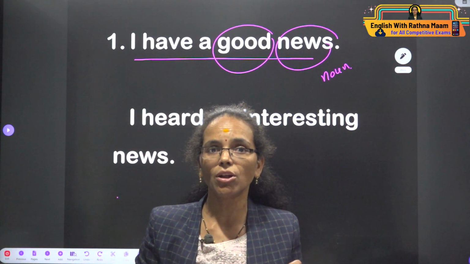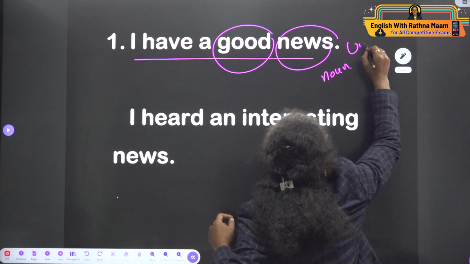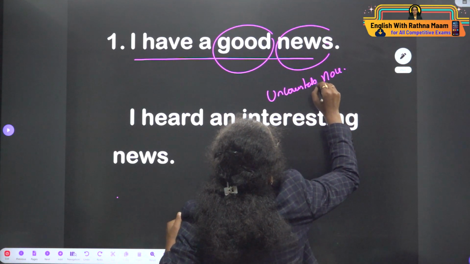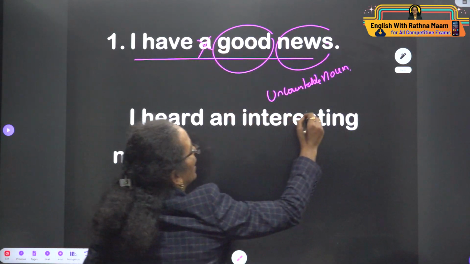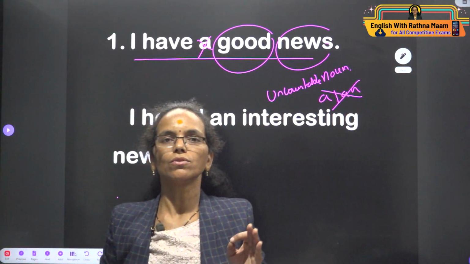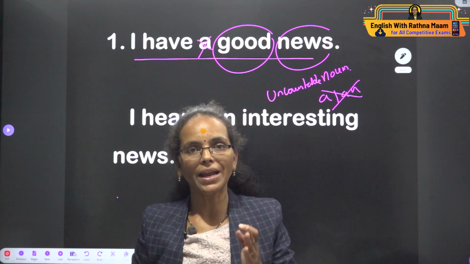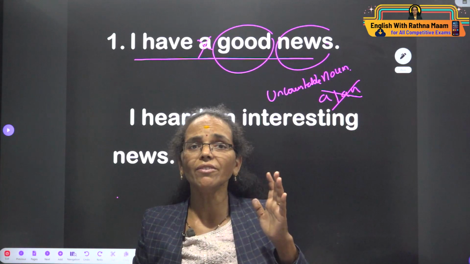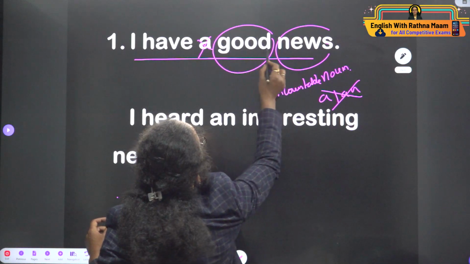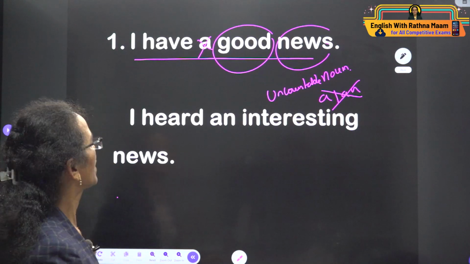For uncountable nouns, we don't use a or an. So, as news is an uncountable noun, we cannot use a or an with uncountable nouns. This is a basic thing we can keep in our mind. So we have good news, not we have a good news. We have good news. Next one.